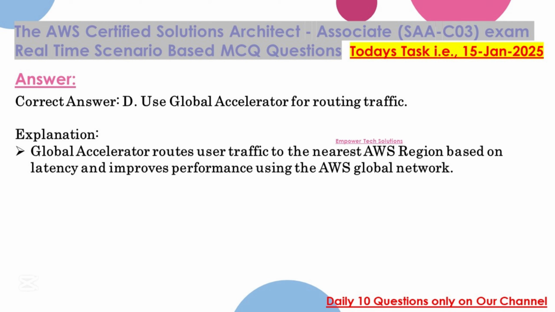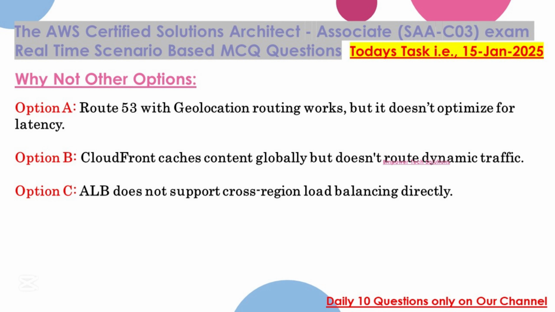Explanation: Global Accelerator routes user traffic to the nearest AWS region based on latency and improves performance using the AWS global network. Why not other options? Option A. Route 53 with geolocation routing works, but it doesn't optimize for latency. Option B. CloudFront caches content globally but doesn't route dynamic traffic. Option C. ALB does not support cross-region load balancing directly.